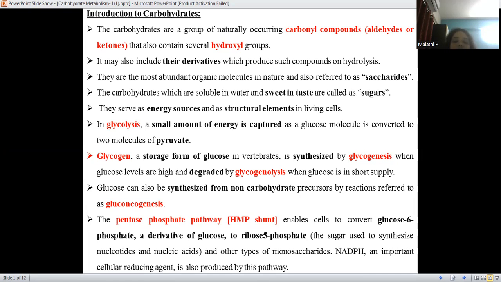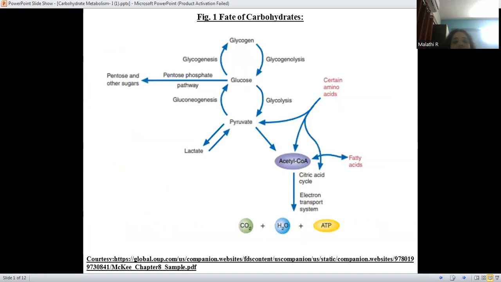And glucose also has another pathway, which we call the pentose phosphate pathway or HMP shunt. This enables glucose 6-phosphate, which is a derivative of glucose, to get converted into ribose 5-phosphate. And this ribose 5-phosphate will be used to synthesize nucleotides, nucleic acids and nucleotide-derived coenzymes too. And this reducing equivalent has a very important function in many pathways. Wherever we have to stabilize free radicals, NADPH will be used, especially in stabilizing the RBC membrane and also for the detoxification mechanism happening in the liver.